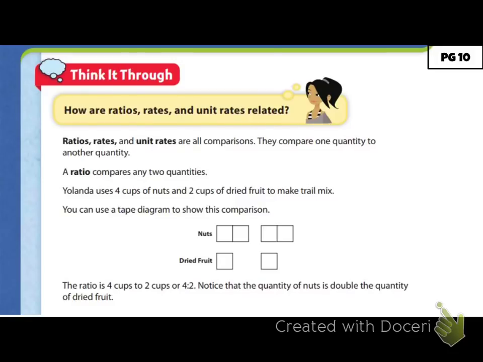Yesterday we talked about how a ratio compares any two quantities. It says Yolanda uses 4 cups of nuts and 2 cups of dried fruit to make trail mix. She can use a tape diagram to show this comparison. You can see 4 squares for the 4 cups of nuts, and 2 squares for the 2 cups of dried fruit. So the ratio is 4 cups to 2 cups, or 4 to 2. Notice that the quantity of nuts is double the quantity of the dried fruit.